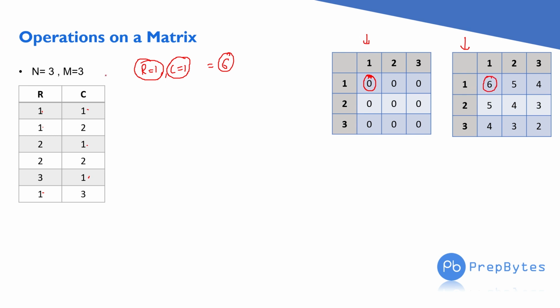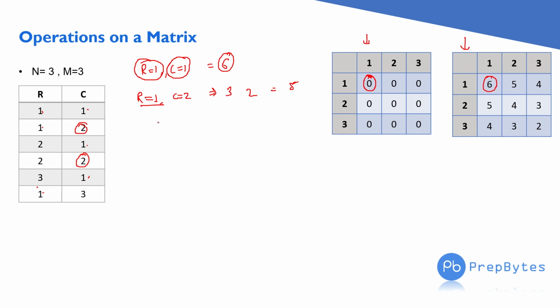Okay, let's move on to the second cell. Row number is 1 and column number is 2. How many times is row number 1 coming? 1, 2, 3 times. And how many times is column number 2 coming? It is 1 and 2. So 2 times column number 2 is coming, and the final answer is 5.